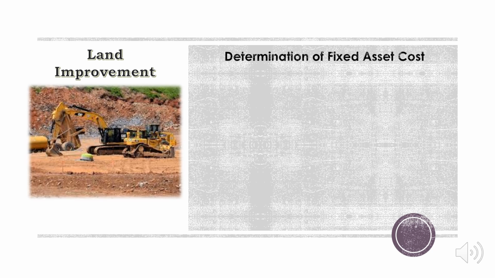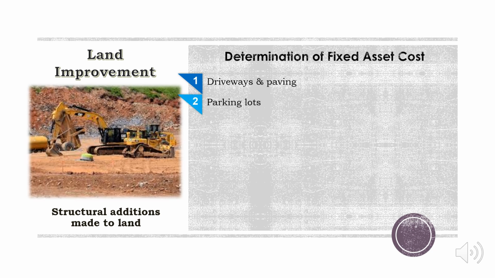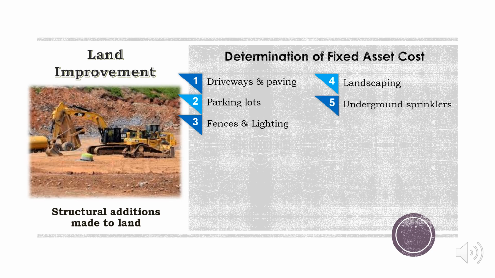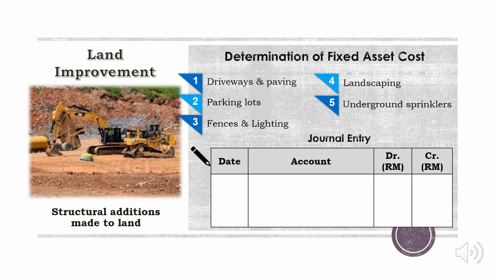For example of the land improvement, structural addition made to land: driveway and paving, parking lot, fence and lighting, landscaping, underground sprinkler. So the journal entry will be debit land, and credit will be cash.